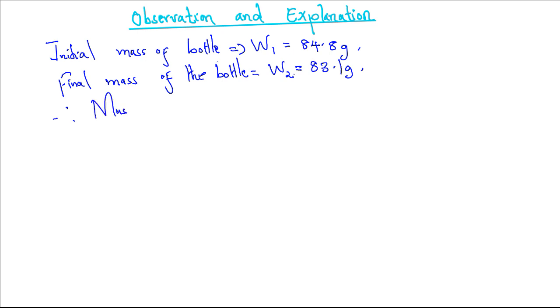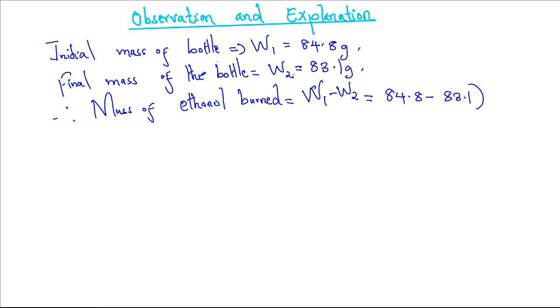Therefore, mass of ethanol burnt will be W1 minus W2, that is simply 84.8 minus 83.1, and that gives 1.7 grams.